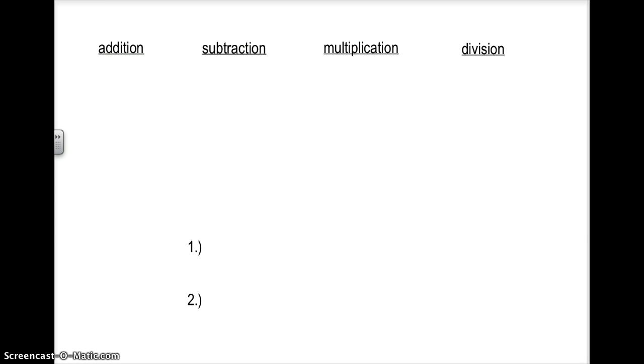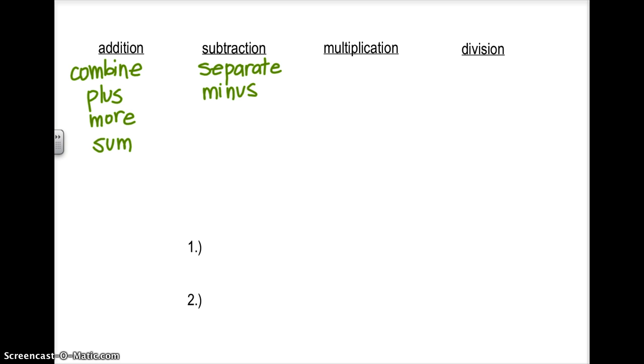Couple things, there are some key words for translating that you're going to see. For addition, you might see words like combine, plus, more than, some. Okay? Those words clue you in that you will be adding. Okay? For subtraction, you might see separate, verb or adjective. Minus, right? Plus and minus go together. Less or less than. And difference. Okay?